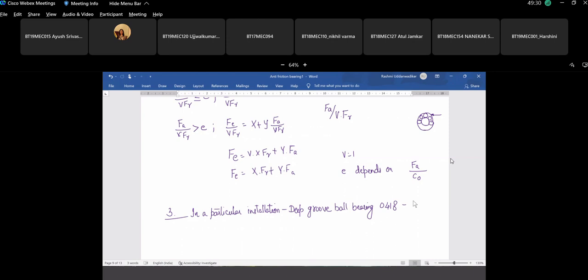to carry loads at 1000 RPM. Find the expected life. When we are simply saying life, it is always L10 life.